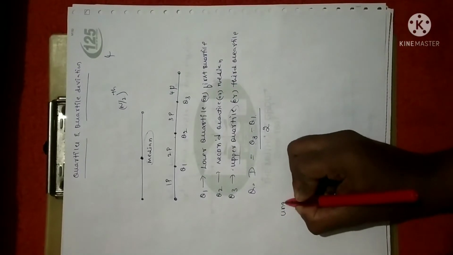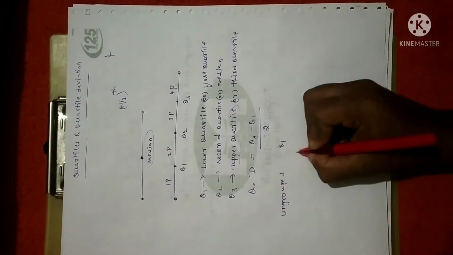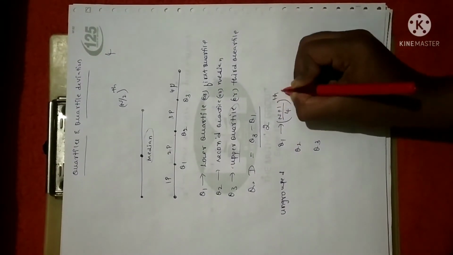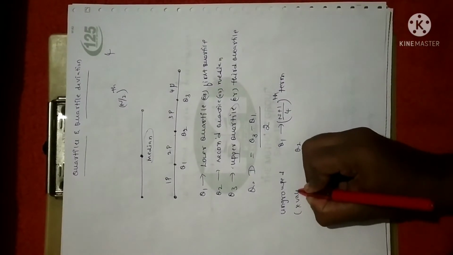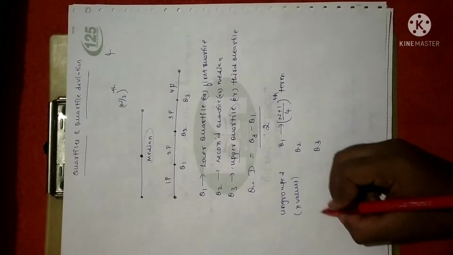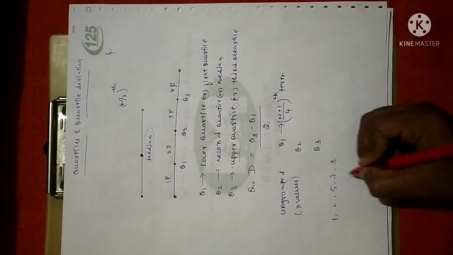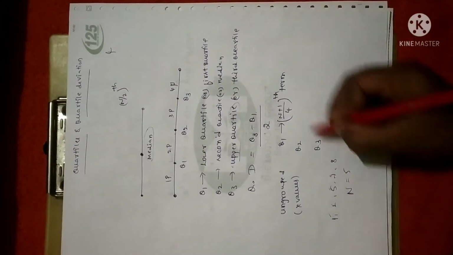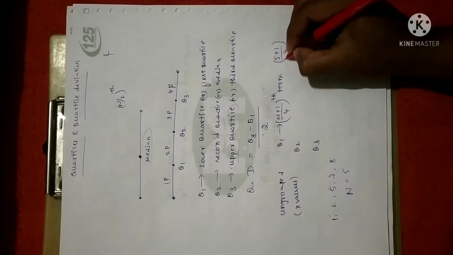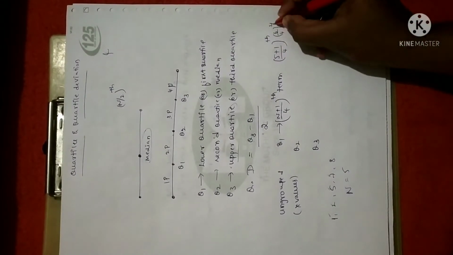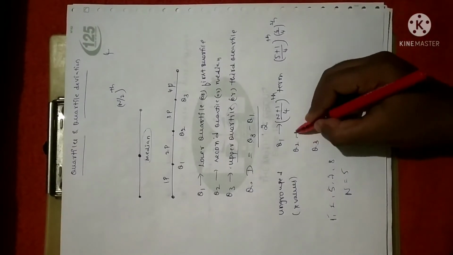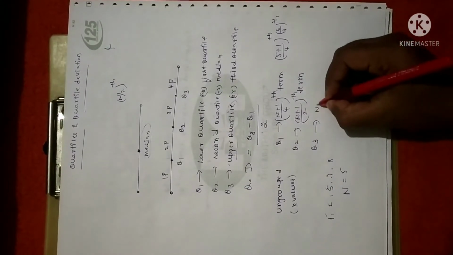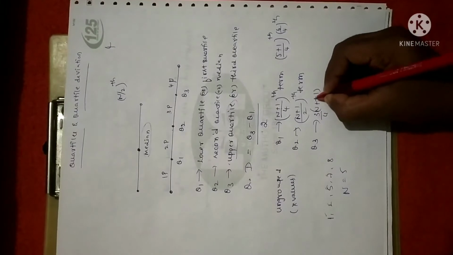For ungrouped data, Q1, Q2, Q3: Q1 can be obtained by the n plus 1 by 4th term. Ungrouped means only x values will be given, something like 1, 2, 5, 7, 8. In this case, n is the number of terms: 1, 2, 3, 4, 5. So n value is 5. So 5 plus 1 divided by 4th term; 5 plus 1 is 6, so 6 divided by 4th term we have to find out. Similarly, Q2 is obtained by the formula n plus 1 by 2th term. Similarly, Q3 is obtained from 3 by 4 into n plus 1th term.